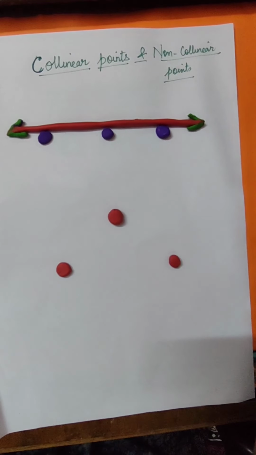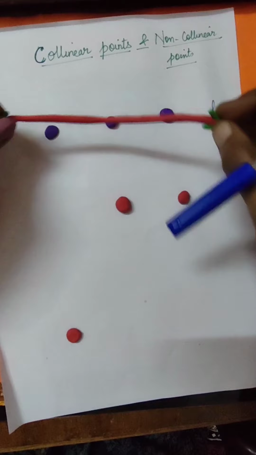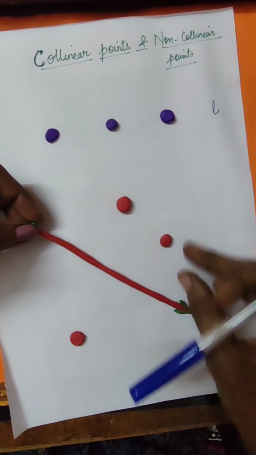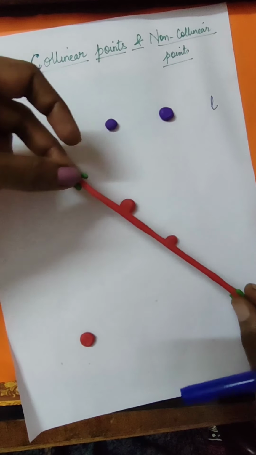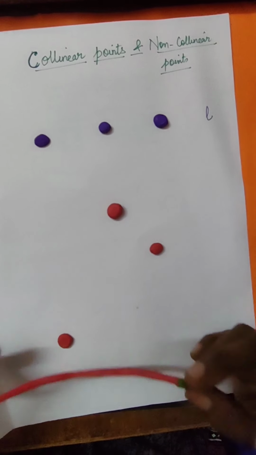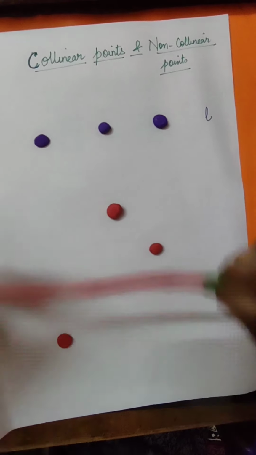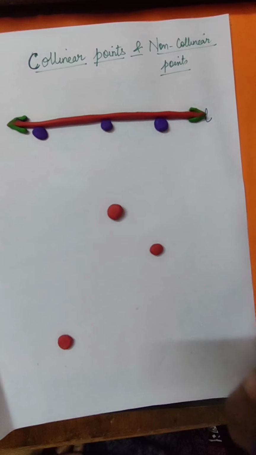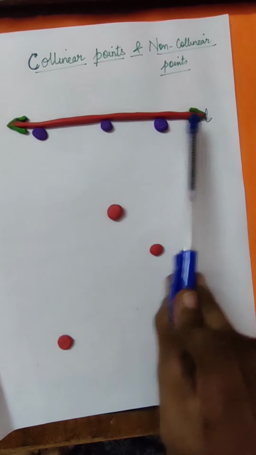Why does the rule say 3 or more points? Because 3 is the minimum we require. If it is only 2, 2 points will always form a straight line, right? Whichever condition, they form the same line. So 2 points are not enough to find out whether they are collinear or not. Minimum we need 3 or more. So can we recollect the rule again? When 3 or more points lie on the same straight line, then we can say they are collinear points.